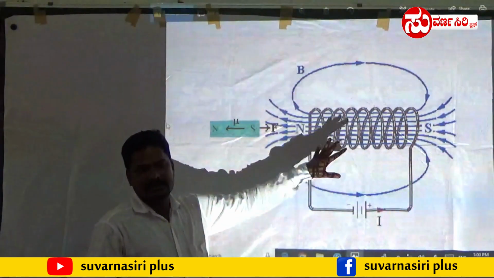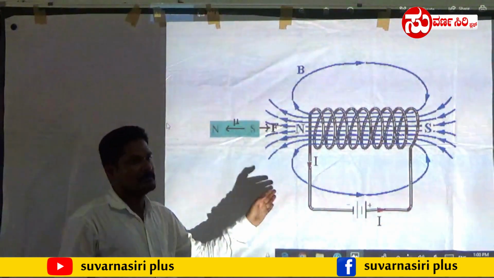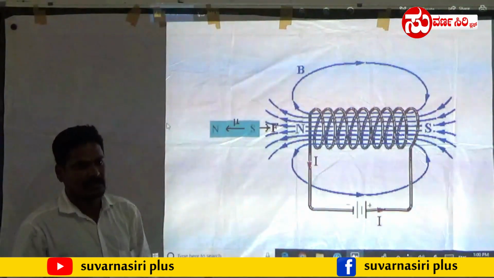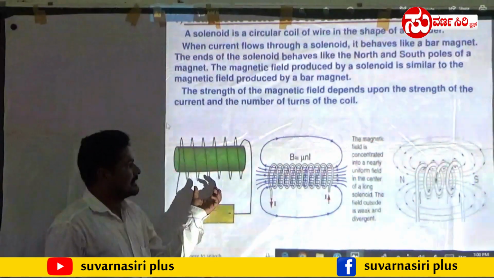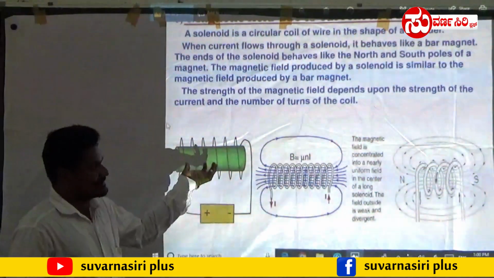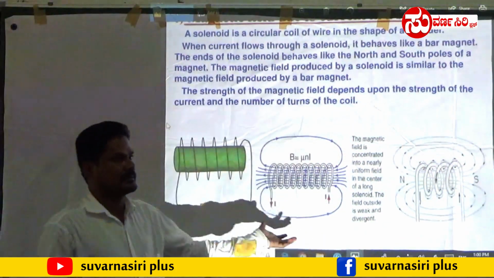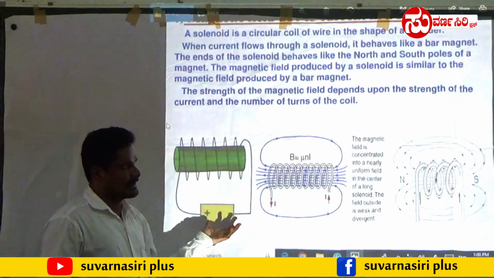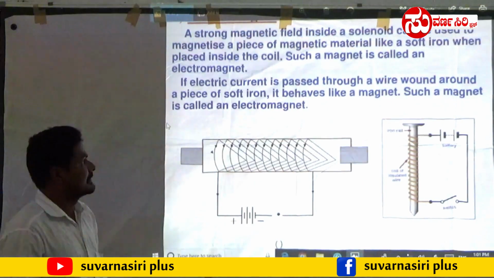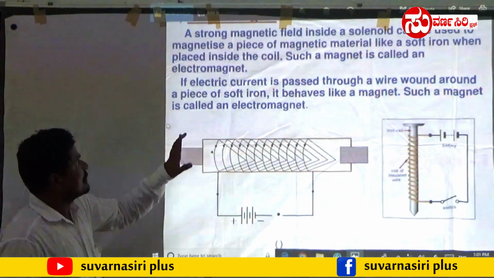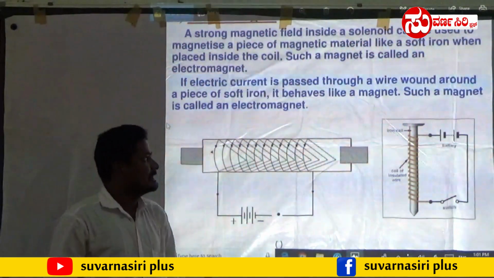In this solenoid, we learn how it behaves like a bar magnet, and how the magnetic field lines are around the solenoid. And there is a circular loop too. Here also we should learn how the magnetic field lines are present and how this is working. The working of the solenoid we should also discuss in this chapter. And next, the strong magnetic field inside the solenoid, this also we should learn in this chapter.